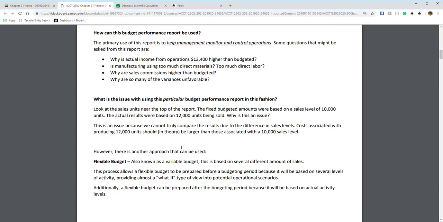Again, right here it states the issue of comparing those two different results in units. So, flexible budgets, which you can see right here, are basically also known as variable budgets. Again, fixed, variable. We love throwing those terms around. The flexible budget is based on different selling amounts, different units of sales. And it gives us this kind of like what if scenario.